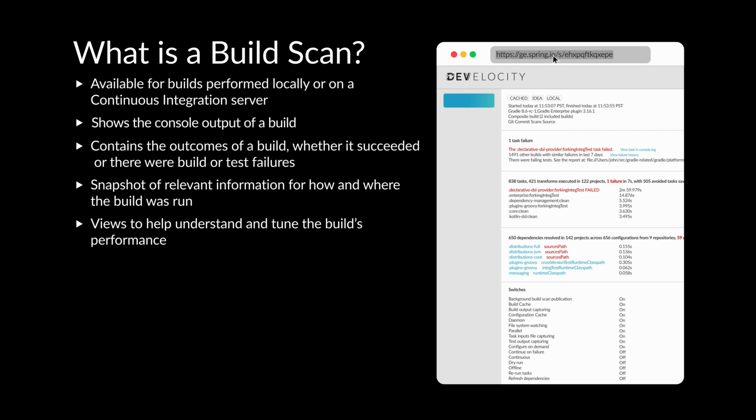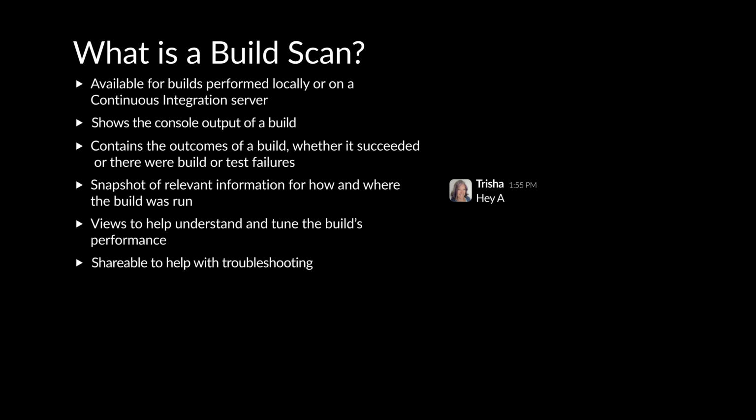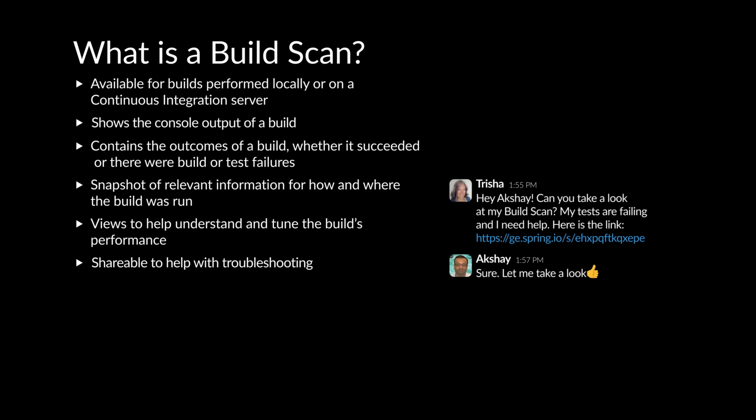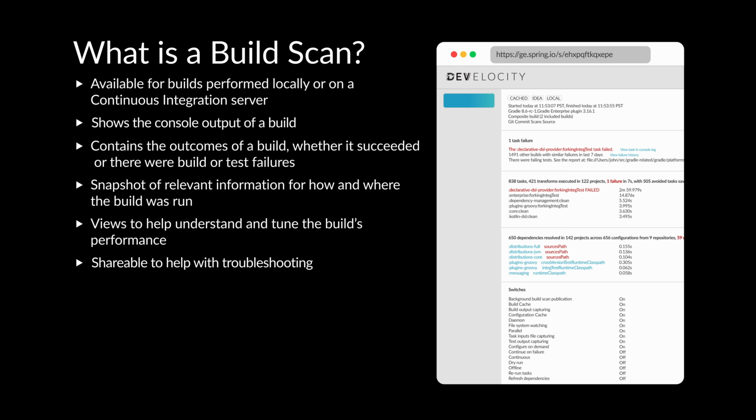When the build runs in your local environment, the build scan is a really useful way to share the build details with someone else. You can give a link to the build scan to other people. This is useful if you want to show someone else some specifics of a build on your local machine, or if you need help troubleshooting problems with your build. Without a build scan, if you run a build locally and it fails, it can be difficult to show someone else the problems you're having with the build.